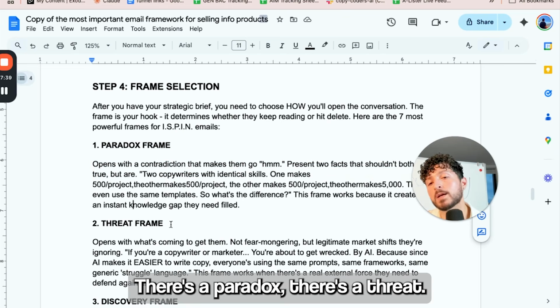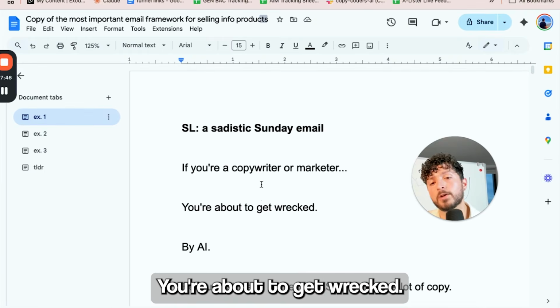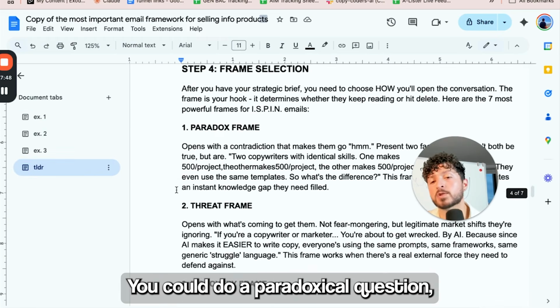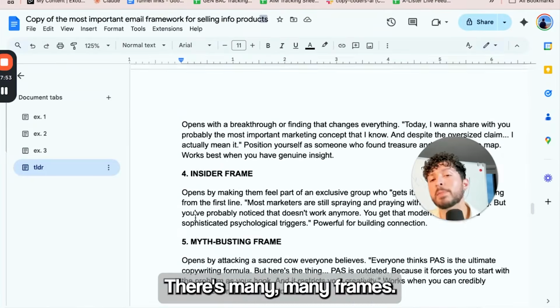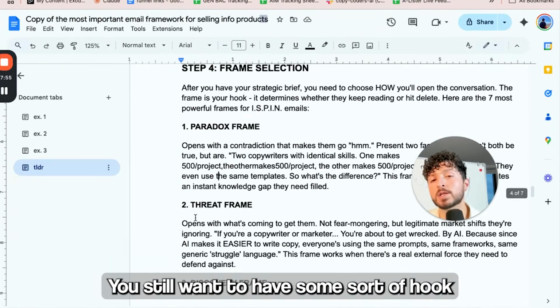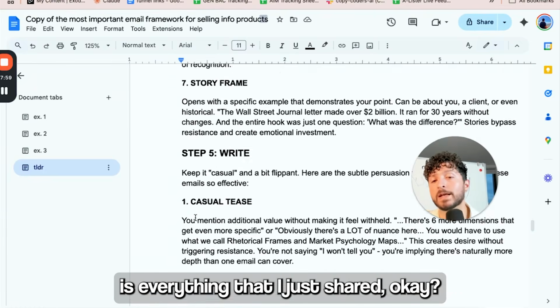There's a paradox. There's a threat. Okay, so the last one that I just showed you here was a threat, right? You're about to get wrecked. Okay, you could do a paradoxical question, you could do a discovery, you could do an insider, a myth busting, pattern frame. There's many, many frames. These are just types of emails or hooks. You still want to have some sort of hook or frame to open it up, and then the meat and potatoes is everything that I just shared.